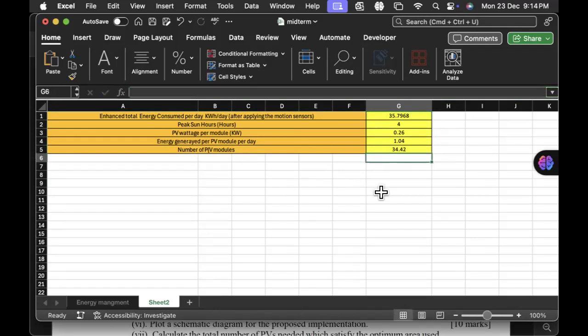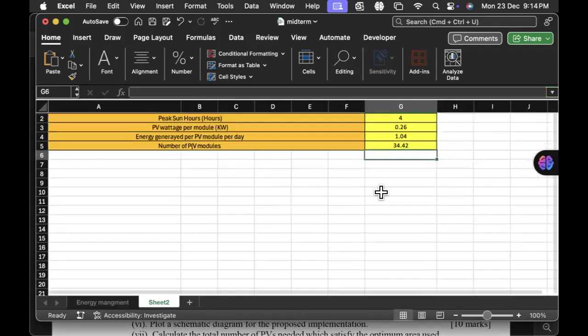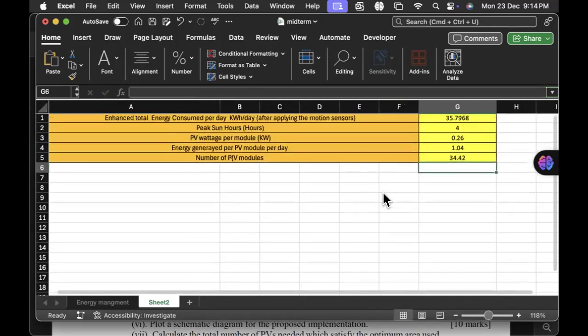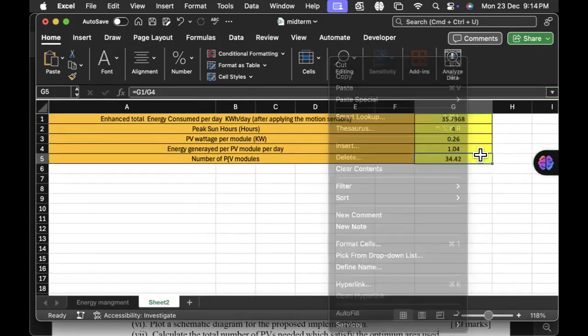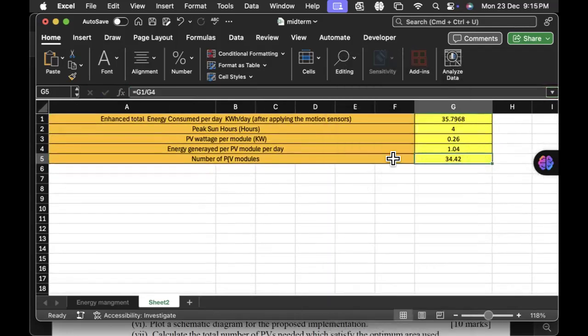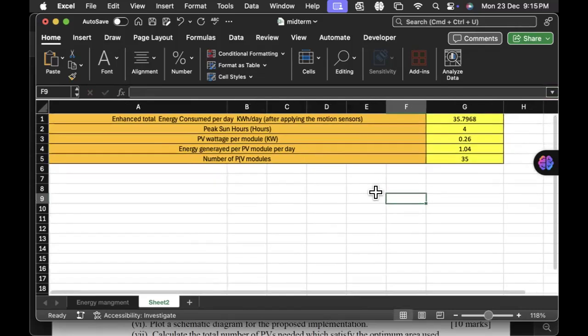This will be, as you can see, around 34.42, and we can round it up to 35. So this is the system you require, but one of you will stop me for a while and tell me that this is not correct.